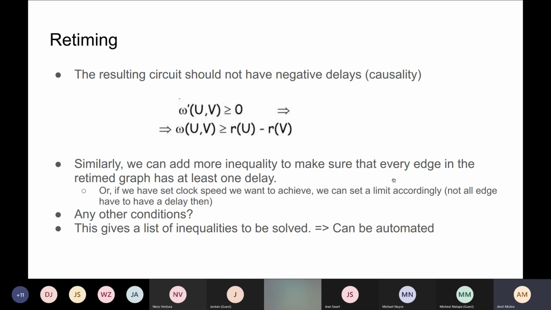In addition to that, you can add other criteria. For example, if you know the best data speed that you want to achieve, then accordingly you can decide what is the longest critical path you can tolerate. And accordingly you can set that also as another criterion and run your solution of the series of inequalities. The good thing is that using this rule, you can actually write an algorithm which will retime any given DFG.